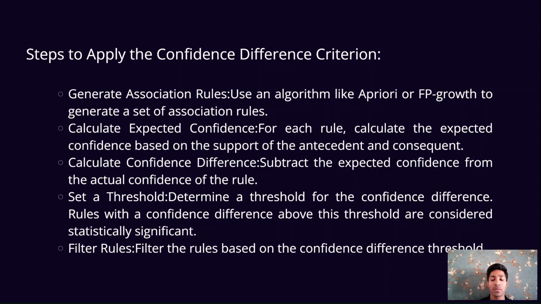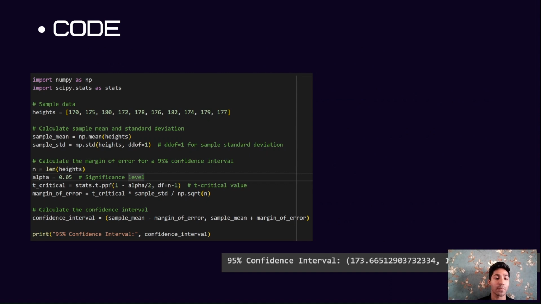Determine a threshold for the confidence difference. Rules with a confidence difference above this threshold are considered statistically significant, and others are considered insignificant. Then the last step is filter rules. The filter rules step filters the rules based on the confidence difference threshold, as was mentioned before.